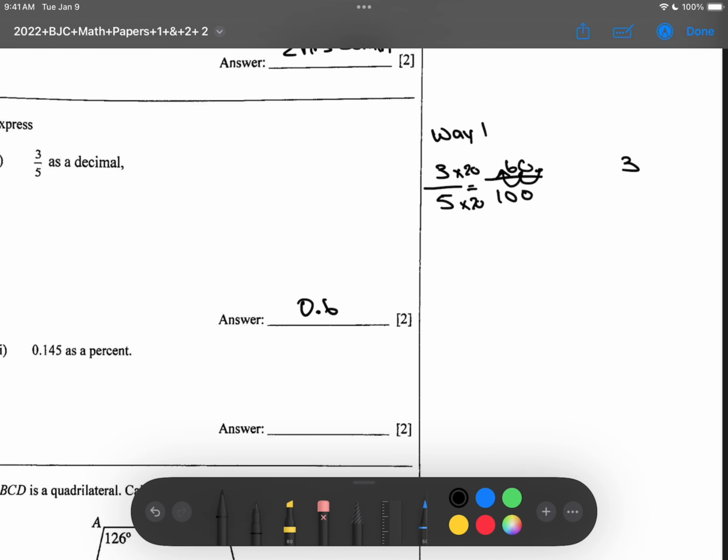Another way that we can do it, we get your 3 and your 5. 5 can go into 3 0 times. You have to put a decimal and a 0. 5 can go into 30 6 times. Both ways give you 0.6.